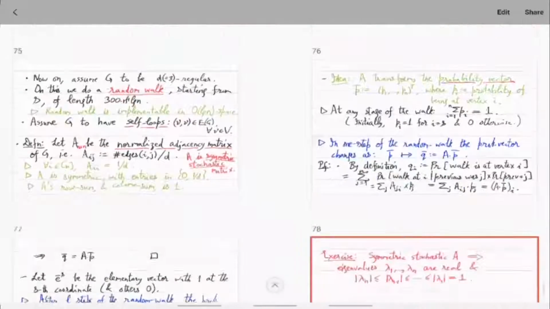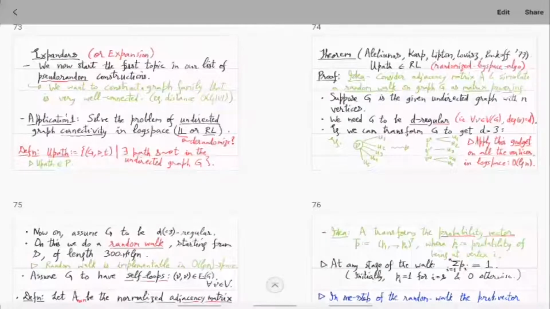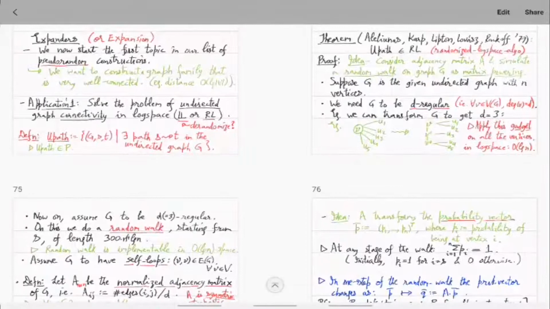Last time we started this new topic called expanders, or the concept is called expansion. So the theorem that we are proving, and it will take some time to finish the proof, is by AKLLR 1979. In this theorem we will show that if you are given an undirected graph and vertices S and T, S for source, T for target, you want to check whether there is a path from S to T. In fact, in the end you will see that you can also output the path, and everything can be done using only logarithmic space in the work tape.